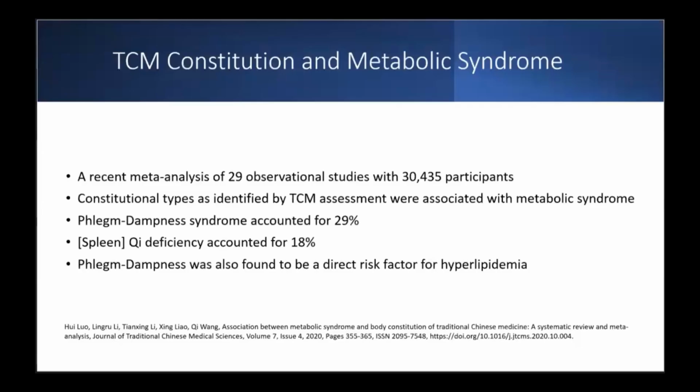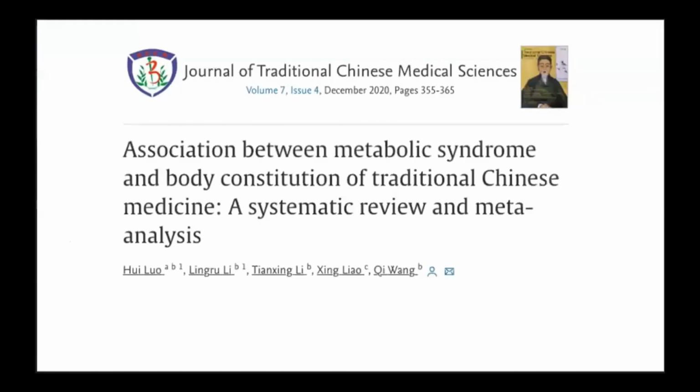So let's go to metabolic syndrome. And you can see that in this data, with people that have metabolic syndrome, in this study, 29% of them had something called phlegm dampness syndrome, and 18% of them had spleen qi deficiency. So they're taking these 9 constitutional types identified in Chinese medicine and then overlaying them on folks that have been diagnosed with metabolic syndrome and then saying, well, what's the correlation? Oh, there it is. 29% of them had phlegm damp syndrome. That's a big number when you think about a big study.